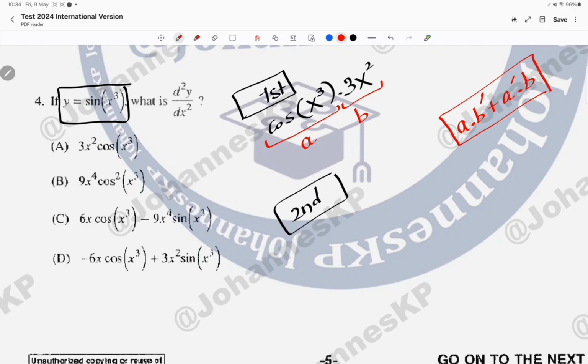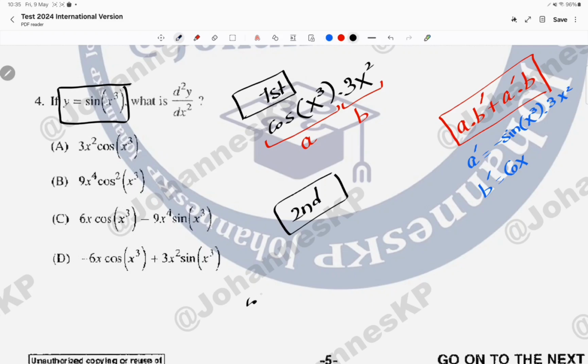Yeah. So the a is cosine x cubed, right? You leave it as this. Yep. Now let's just find the b prime and the a prime before I actually apply the product rule. So let's find the a prime. That means what's the derivative of cosine x cubed? So we first do the cosine, which would be negative sine. Nice. Times 3x squared. Nice. And now let's do the b prime. It will be 6x. Nice. Very good. Now let's do it.